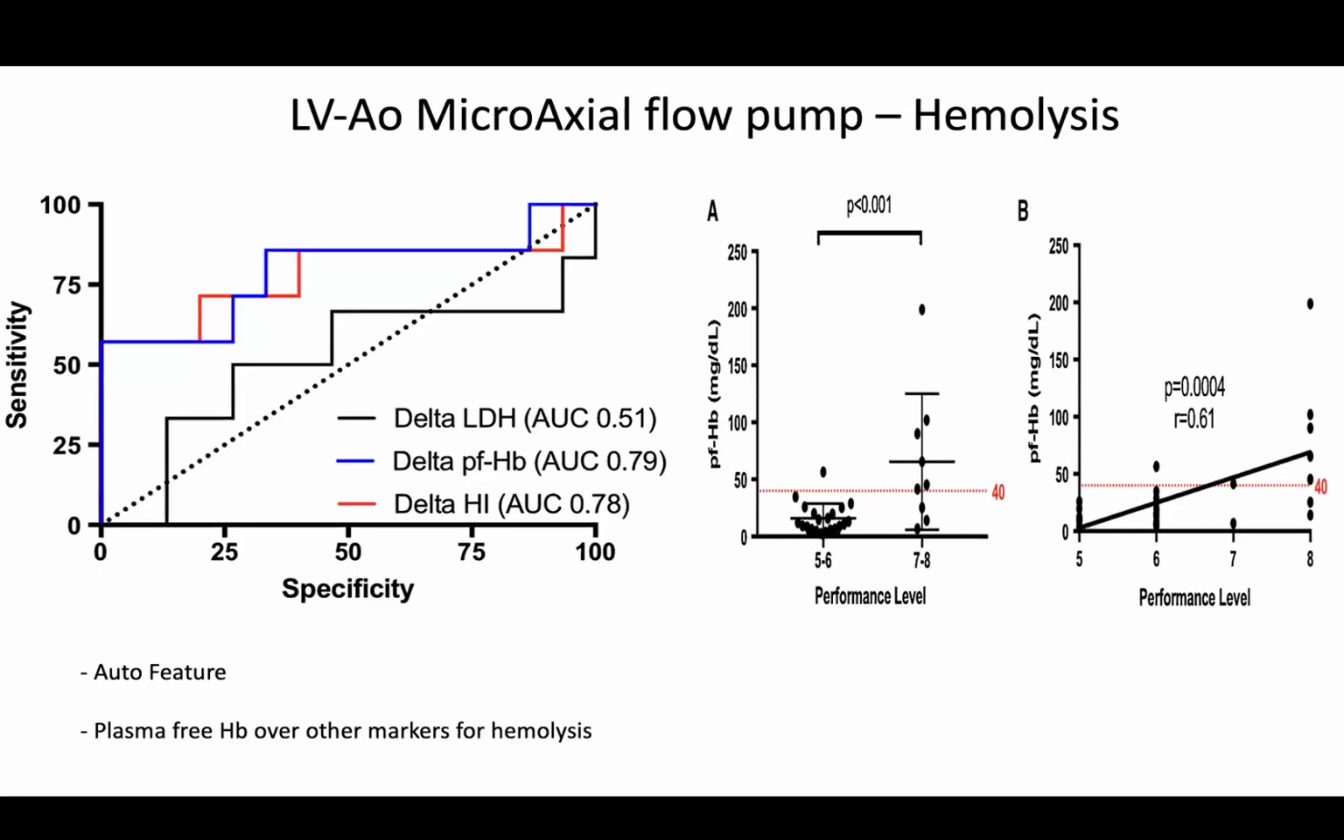And this is the hemolysis data. This is from animals, pretty much leaving the Impella running forever and seeing, based on receiver operator curves, what the performance levels are at which hemolysis happens the most. And it's around P6, again in animals.